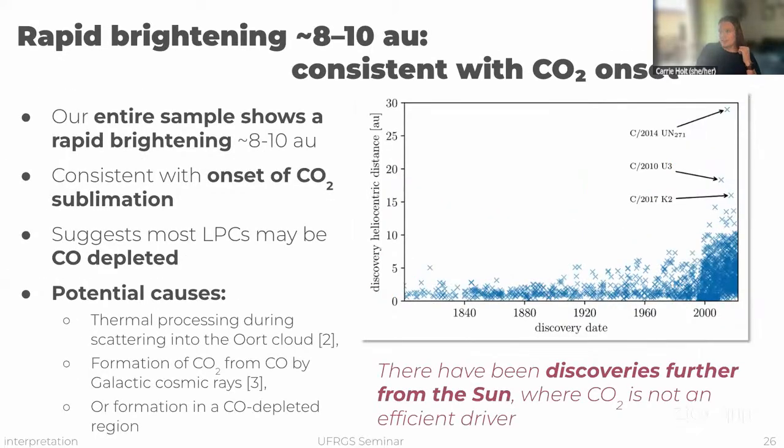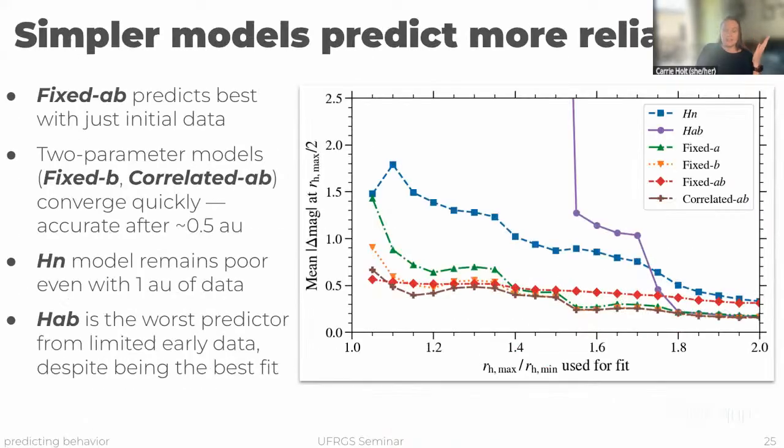All right, cool. So now, just to drive it home, we can have this practical takeaway for predicting brightness behavior. As soon as we get data, we can start with this fixed AB model. And once we have a little bit more, we can use some of these two parameter models to get a more accurate prediction. And once we have a significant amount of data, we can do the full HAB model fit. So this is a roadmap that we haven't had before that is going to be really helpful in our future observations.